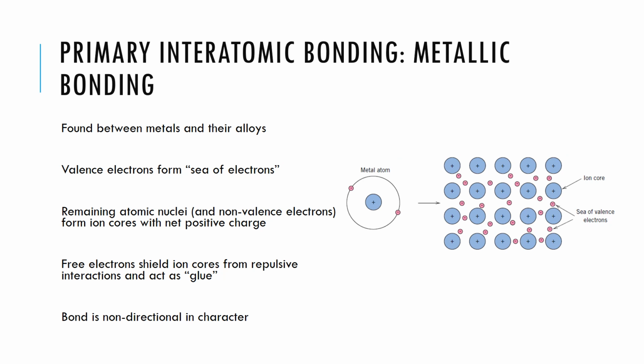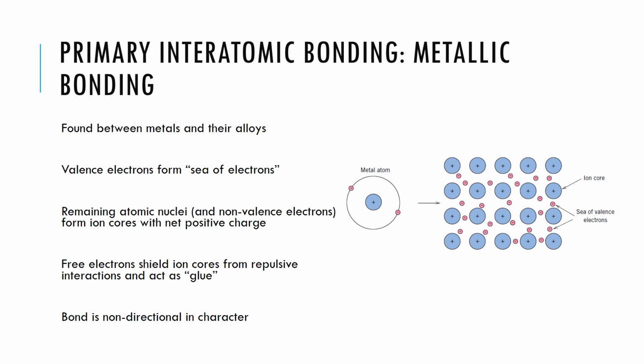The final type of bonding that I want to talk about is metallic bonding. And clearly this is found in metals and their alloys. And what happens in metallic bonding is that valence electrons form a sea of electrons, or a sea of negative charge. Those electrons come from metals that have lost an electron. Remember, metals are nice and electropositive and they want to lose an electron. Those remaining atomic nuclei, the metals and any non-valence electrons, form ion cores, or islands of net positive charge.